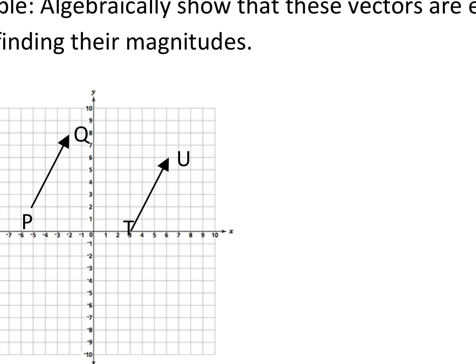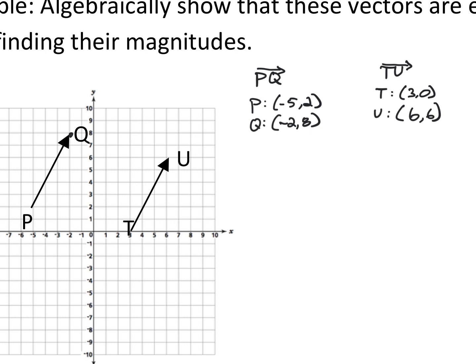So I have my vector PQ, right, or my ray PQ that's representing my vector PQ. And I need to find out what P is and what Q is. All right, there are my points, and I went to the very end here. And then I have ray TU that's made up of the points T and U. All right, so let's go ahead and get this one into component form first.